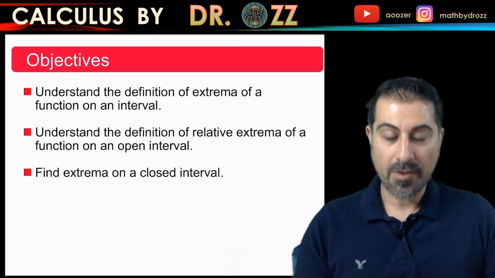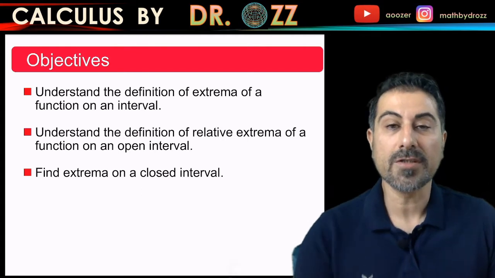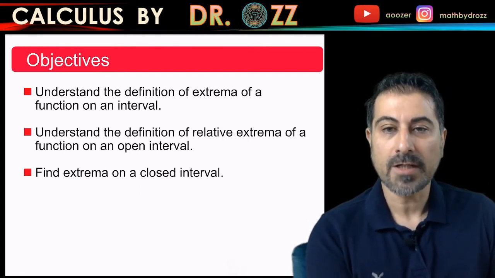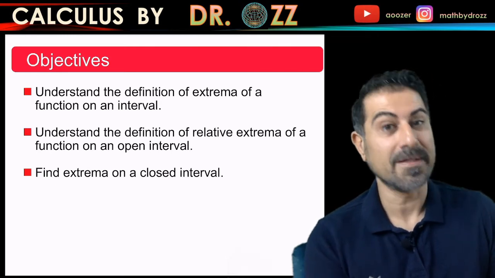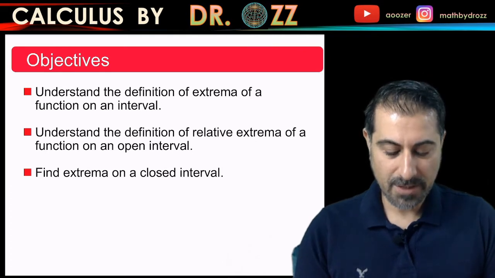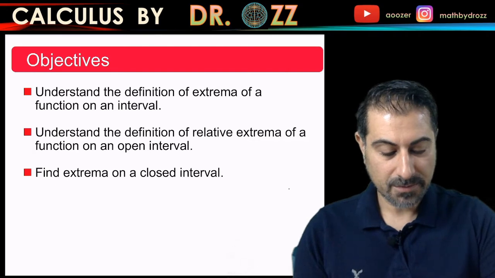We have three learning objectives to achieve. The first one is understanding the definition of extrema of a function on an interval. Then we're going to try understanding the definition of relative extrema of a function on an interval. And eventually we're going to try finding extrema on a closed interval. So let's start with the first learning objective.